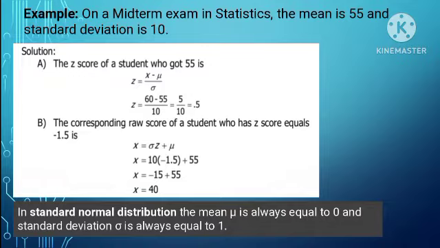In the standard normal distribution, the mean of the distribution is always equal to 0, and the standard deviation of the distribution is always equal to 1.